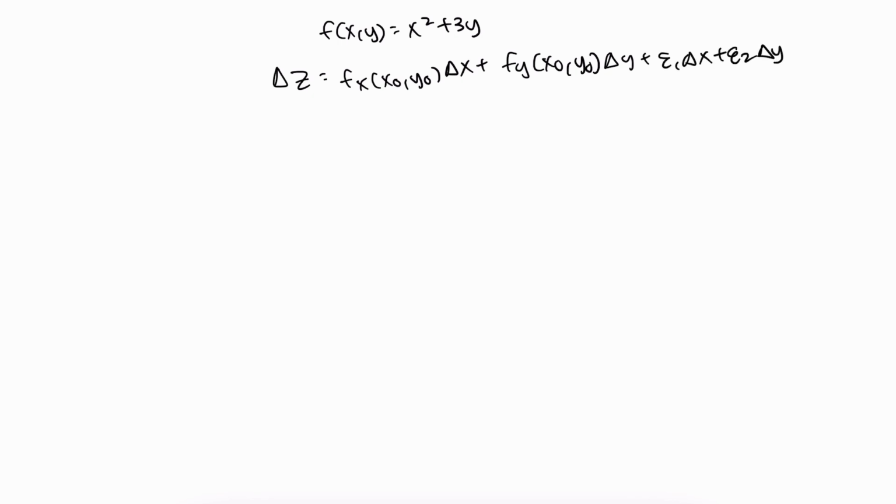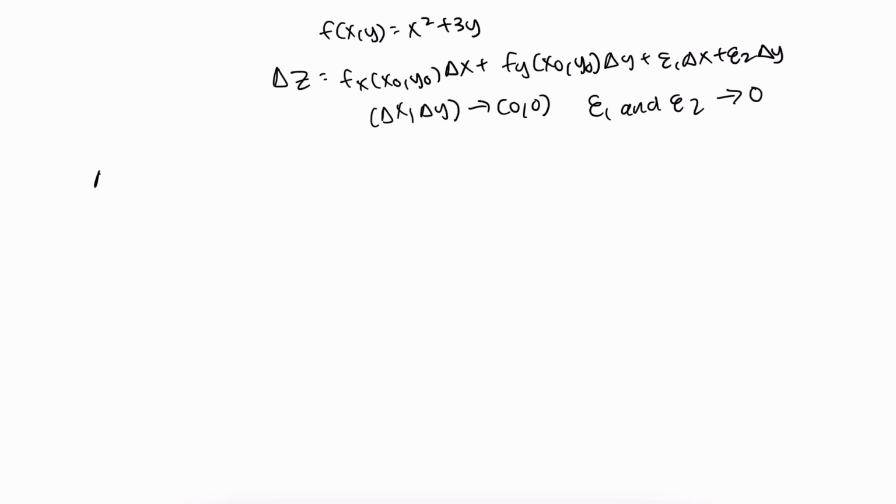And then as delta x comma delta y approach 0, our two epsilons should both approach 0. If this holds true, we basically know that our function will be differentiable. So let's just try to show that.